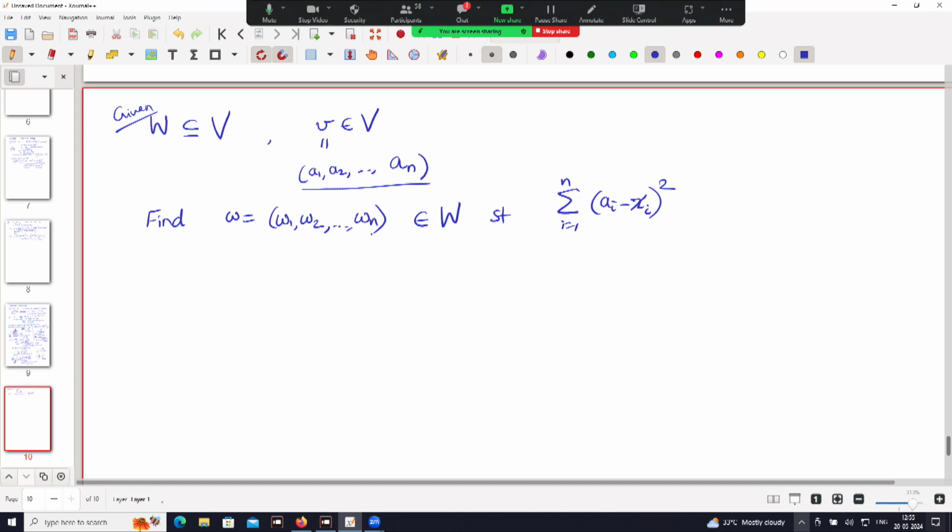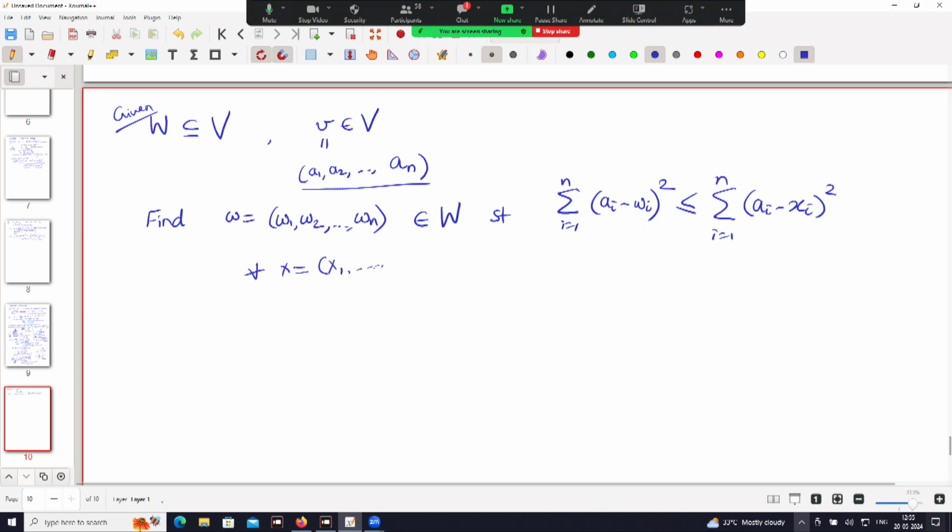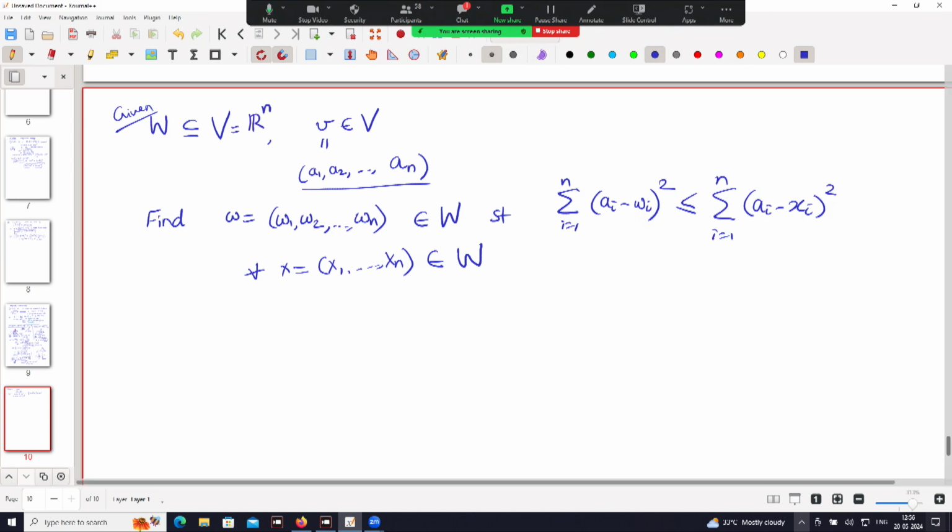I want to find these such that the summation of (ai minus wi) squared is less than or equal to the sum of (ai minus xi) squared for all tuples x1, x2, xn which come from W, right. So I have just rephrased my problem of finding the closest point where my vector space V is now taken to be Rn or Cn, because the norm there is the standard norm, just the sum of the squares of the coordinates.